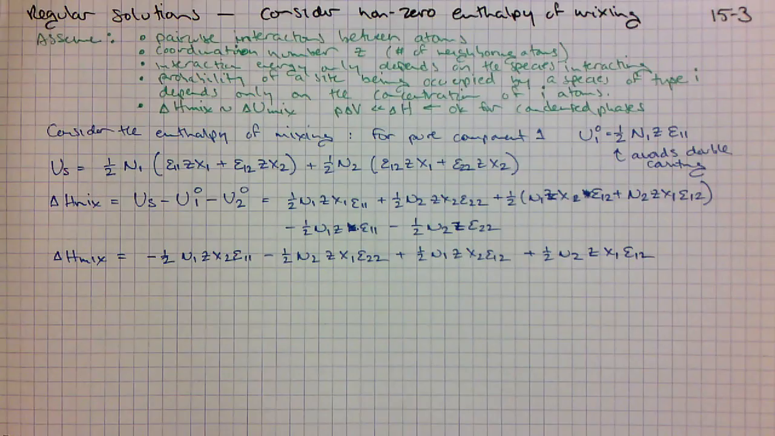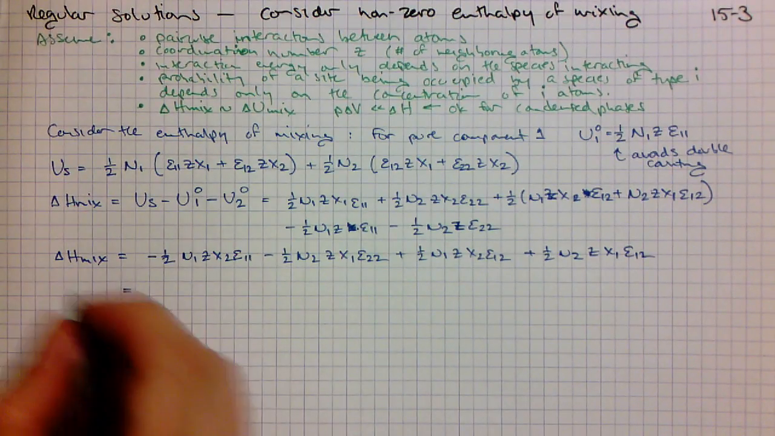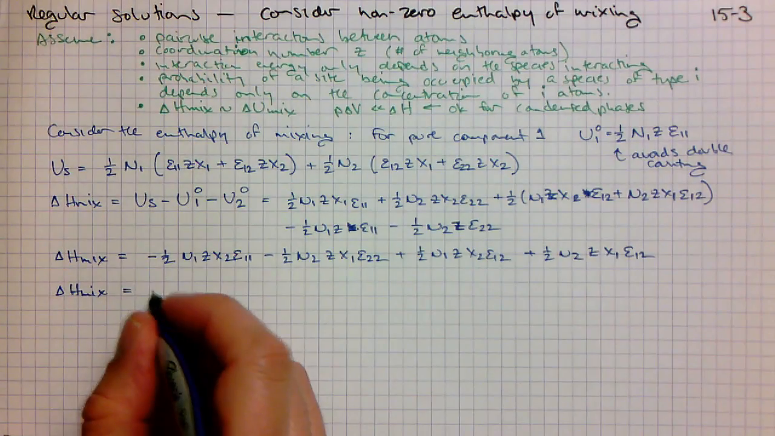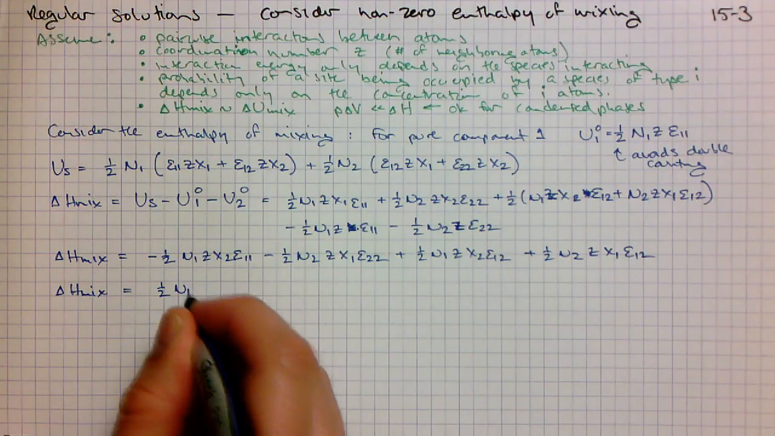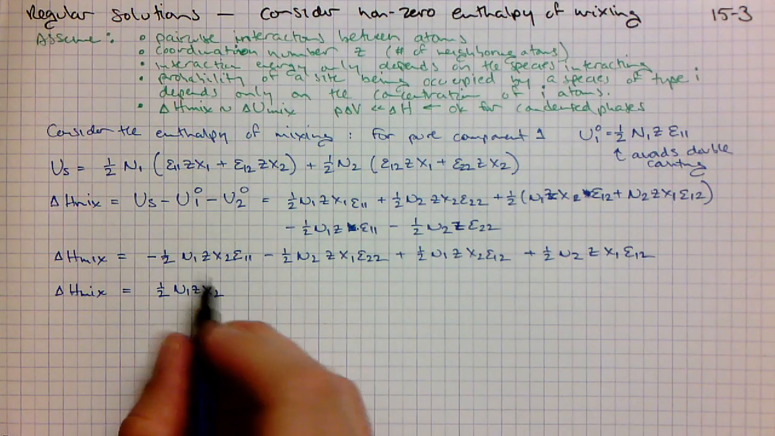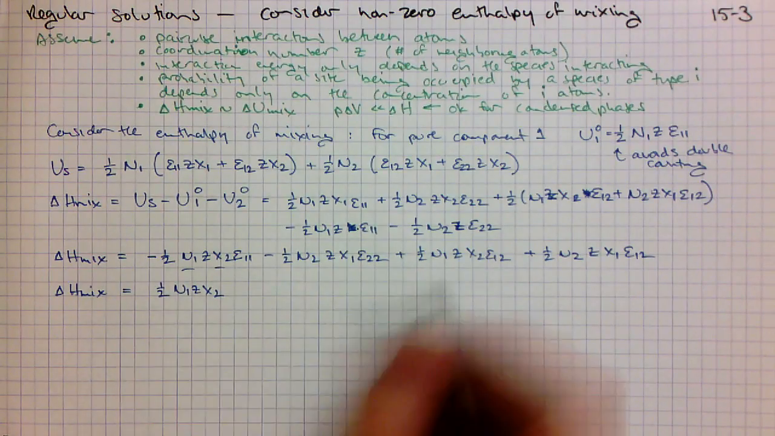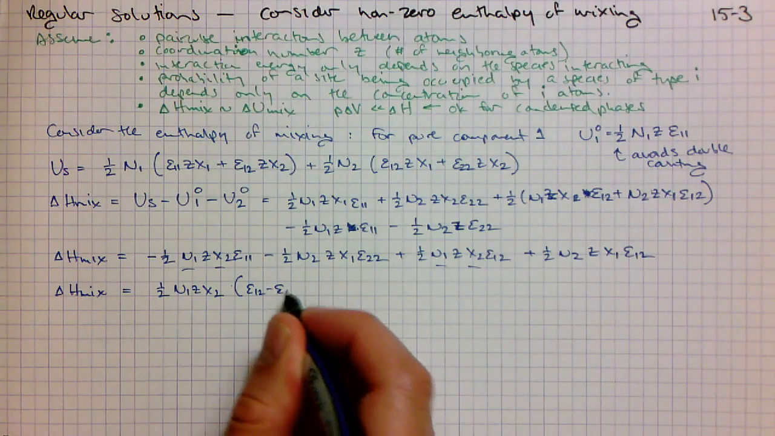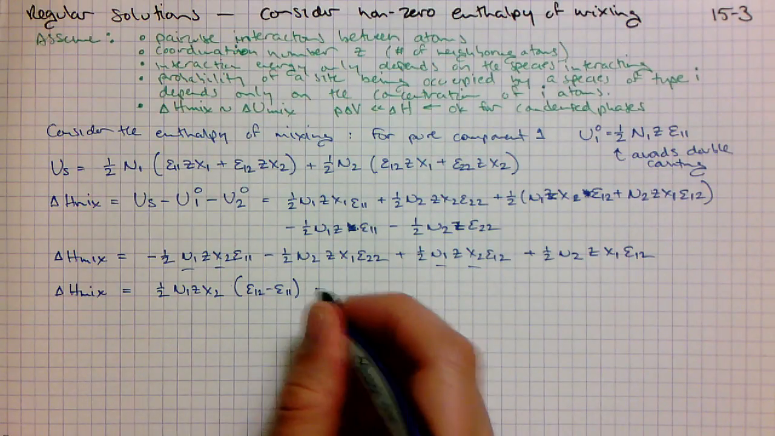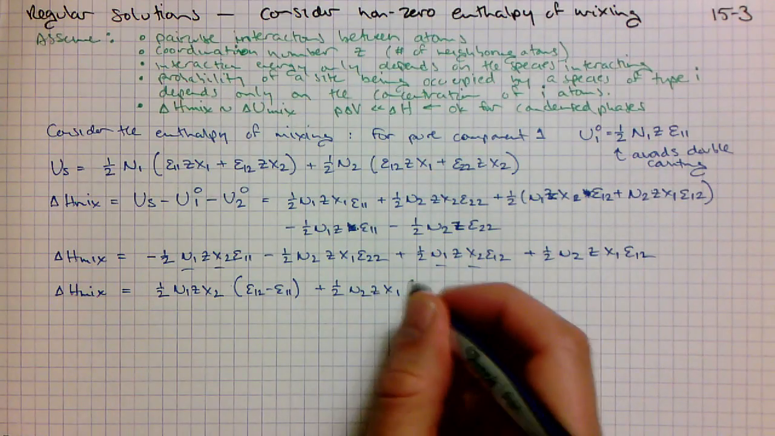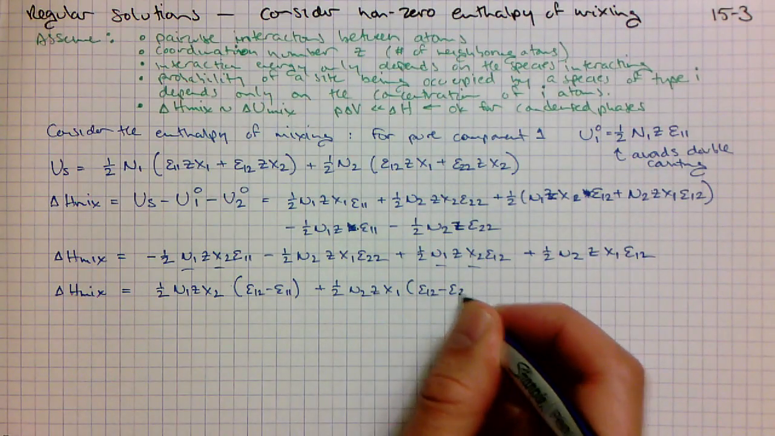Okay, and now I want to combine the contributions from type 1 atoms and the contributions from type 2 atoms, so I can say delta H mix is 1/2 N1 Z X2. So this is our N1 X2 contribution, and that's going to give us epsilon 1,2 minus epsilon 1,1 plus 1/2 N2 Z X1 epsilon 1,2 minus epsilon 2,2.